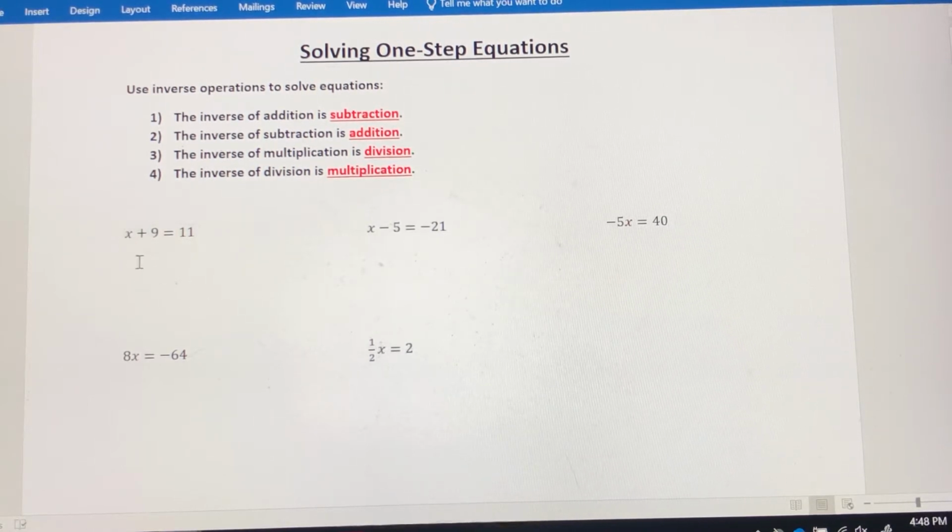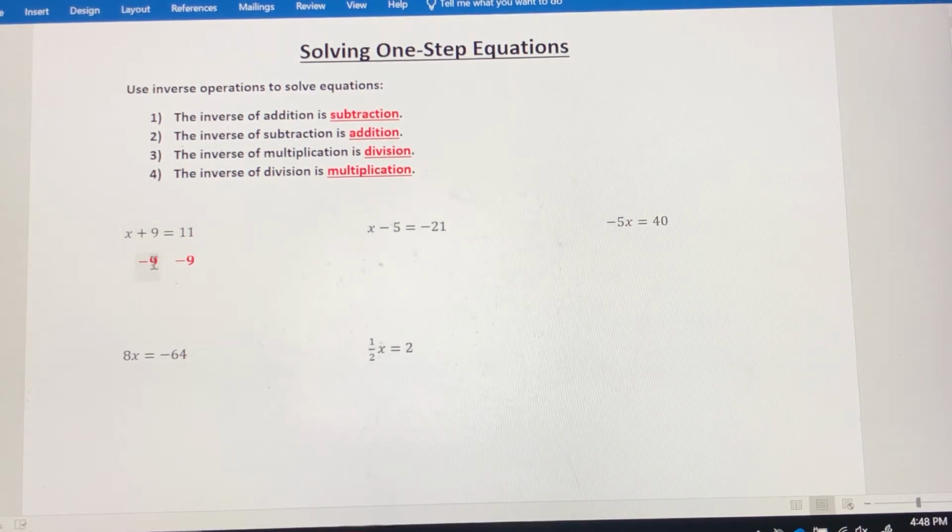So in this first one, let's think about what's happening to the variable x. So this says x plus 9 equals 11, okay? You may already know mentally what the answer is, but we want to work out the steps to show how we get that answer, okay? So what's happening to x is that we're adding 9 to it, okay? So we want to use the inverse operation. Well, the inverse of this addition that's happening is subtraction. So we want to subtract 9, okay?